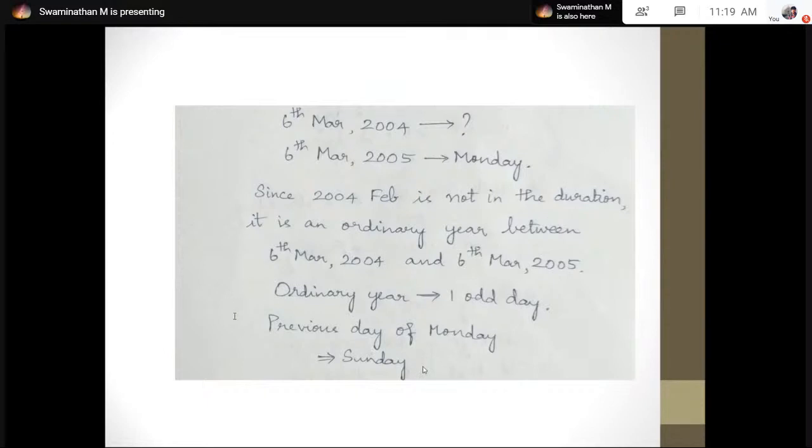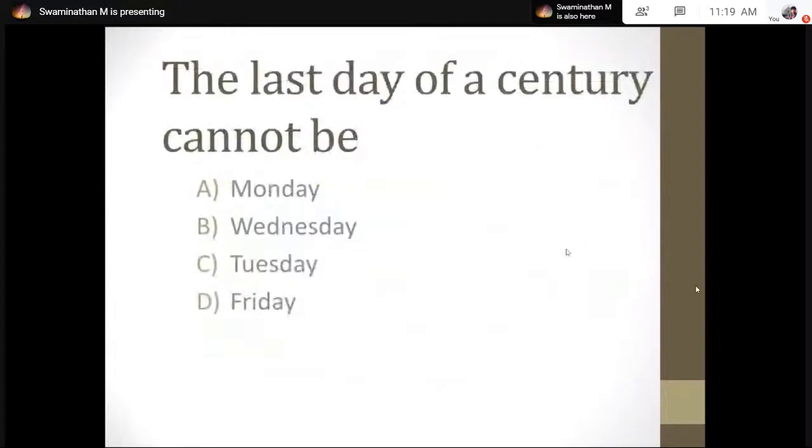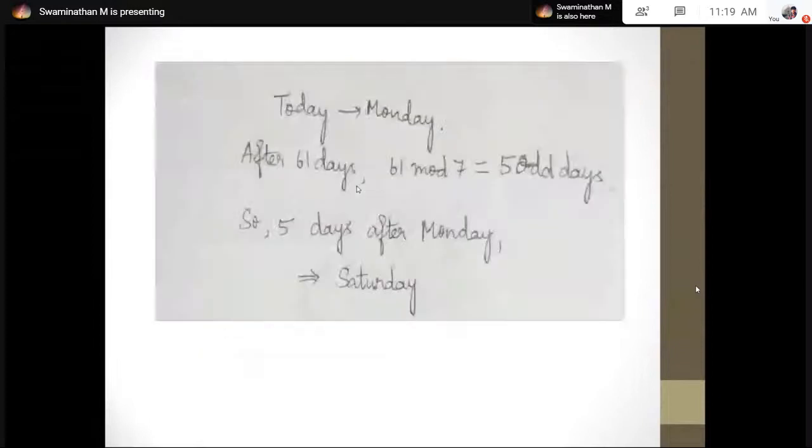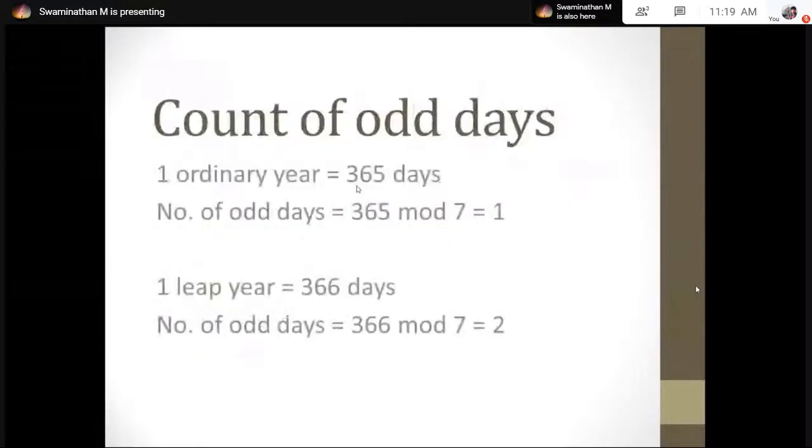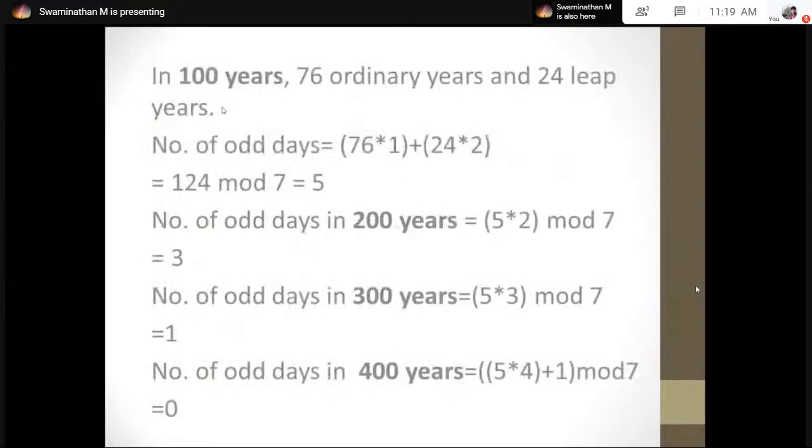Okay, next one. This is another type of problem. The last day of a century cannot be... This is a very interesting problem. If you know a few things I have told earlier, you can easily crack this. The last day of a century cannot be. Here is the clue. In 100 years, 5 odd days. In 200 years, 3 odd days. In 300 years, 1 odd day. In 400 years, 0 odd days.